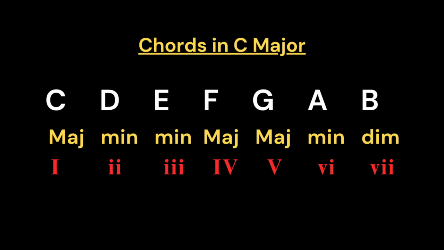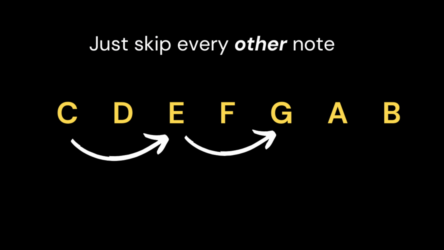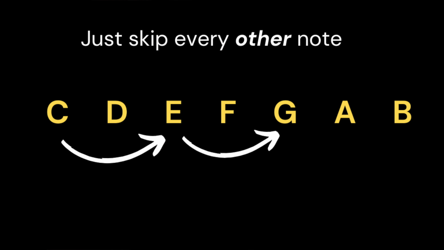And you can see here I've labeled the chords 1, 2, 3, 4, 5, 6, 7, and indicated whether they're major or minor by an uppercase or lowercase Roman numeral. So this is it. This is as simple as it gets for making chords. As you can see in this graphic, I'm just skipping every other note.